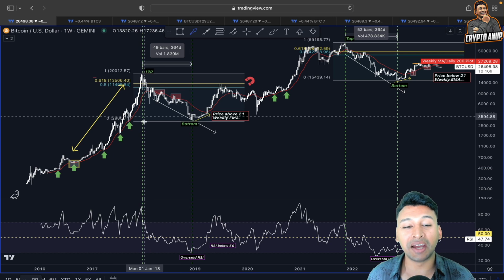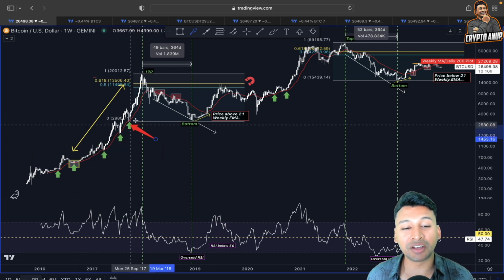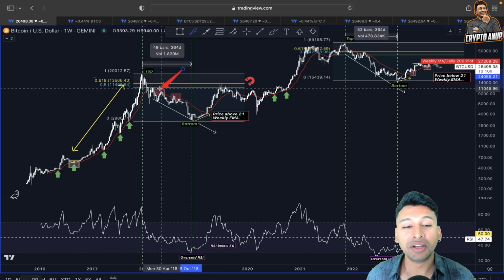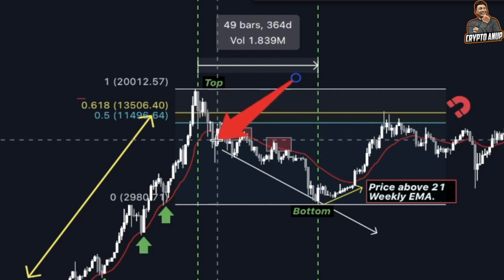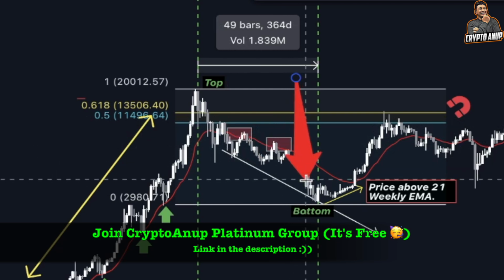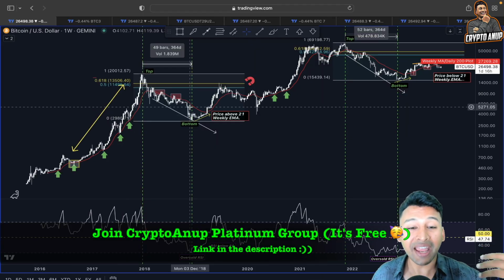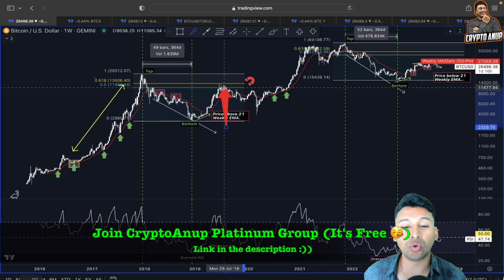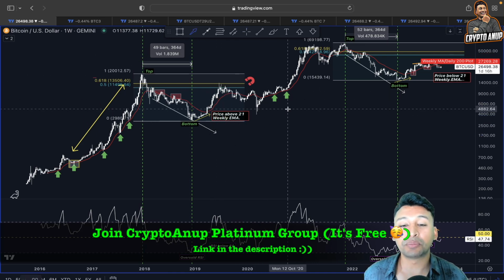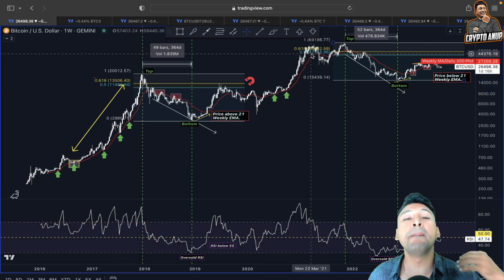This exact line, which previously acted as a support, acted as a resistance. And as long as the price remained below the 21 weekly EMA, you can see the trend continued to the downside. And whenever we were able to find support above it, you can see what happened in the past price action. The price of Bitcoin after that has always shown impulsive movement.